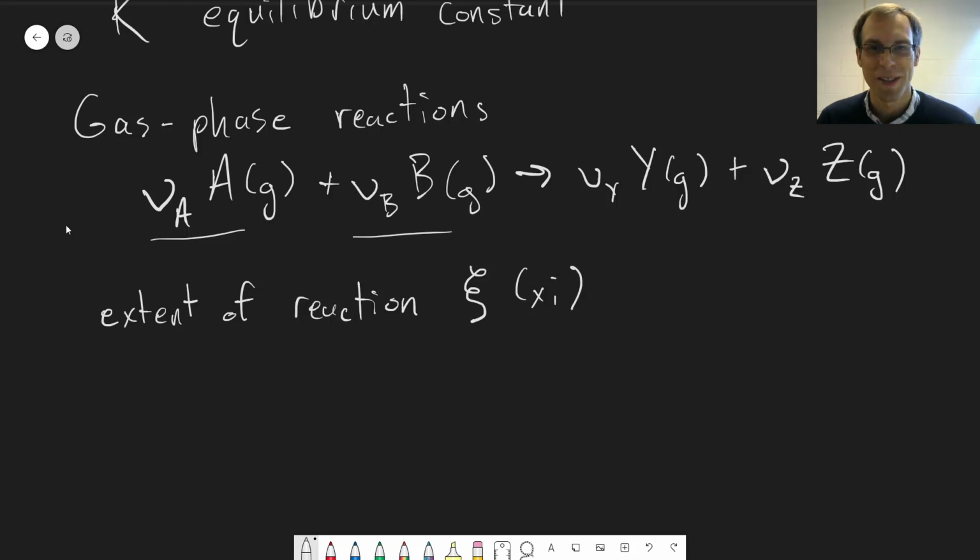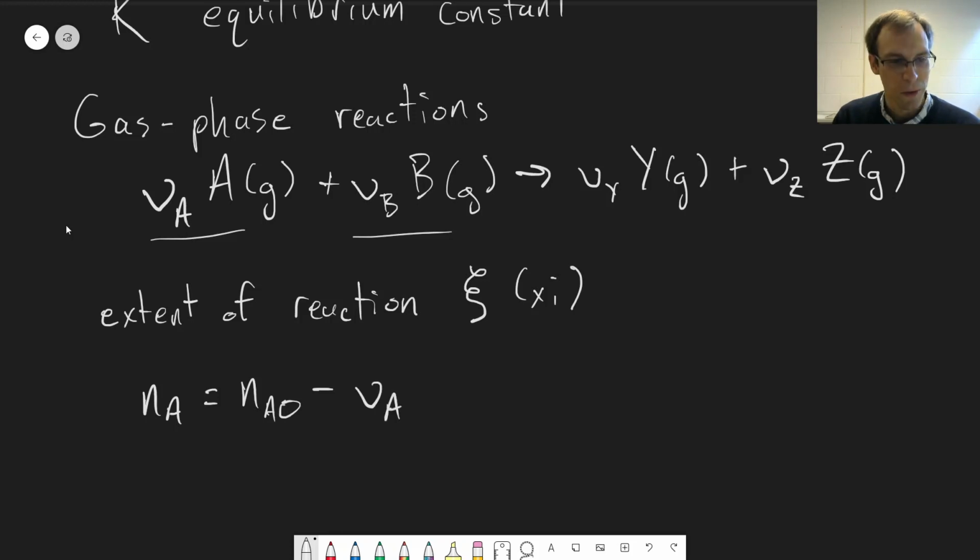Past classes have called this squiggles because it's sort of hard to draw or hard to say, but this is the Greek letter xi. And this is defined such that if we have n moles of A to start with, or our number of moles of A is equal to however many moles of A we started with, so N_A0, minus our stoichiometric coefficient for A times the extent of reaction. So the extent of reaction is a number that will go from 0 to 1. So 0 meaning no reactions happened yet, 1 meaning it's gone to completion, and it could go anywhere in between.